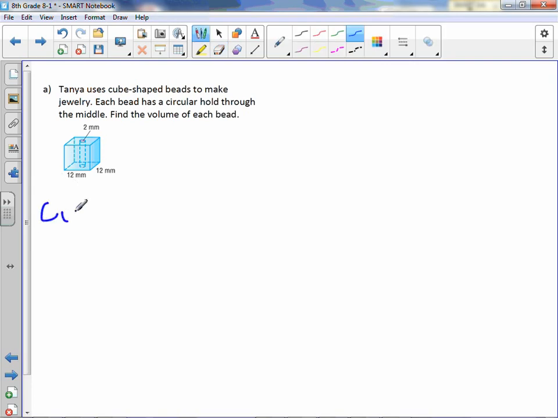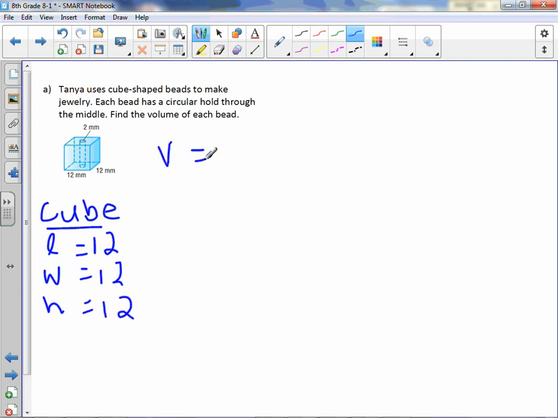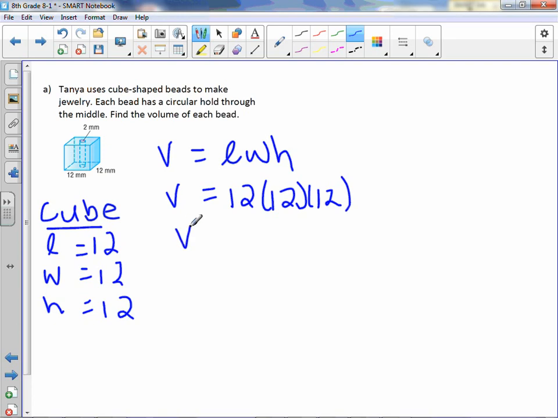So in the cube, length is 12, width is 12, and height is 12. So to find the volume, volume equals length times width times height. Volume equals 12 times 12 times 12, which equals 1,728 millimeters cubed.